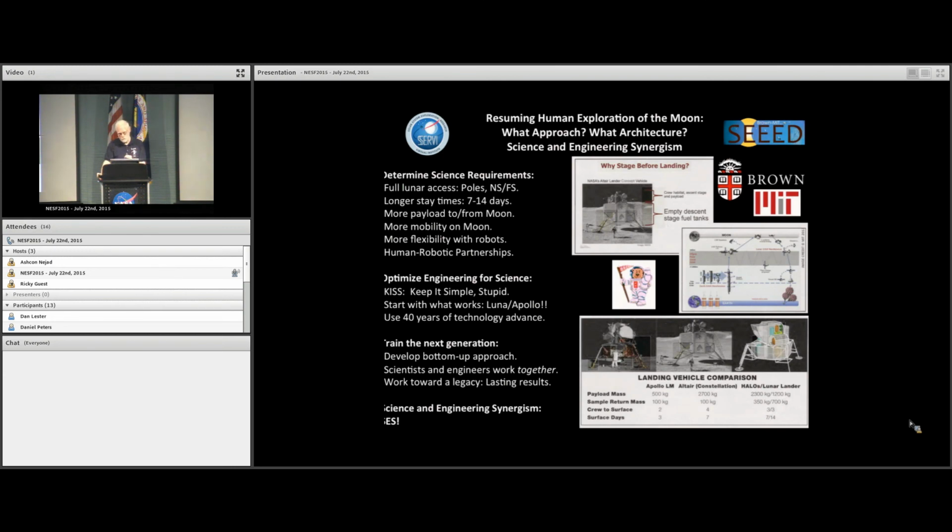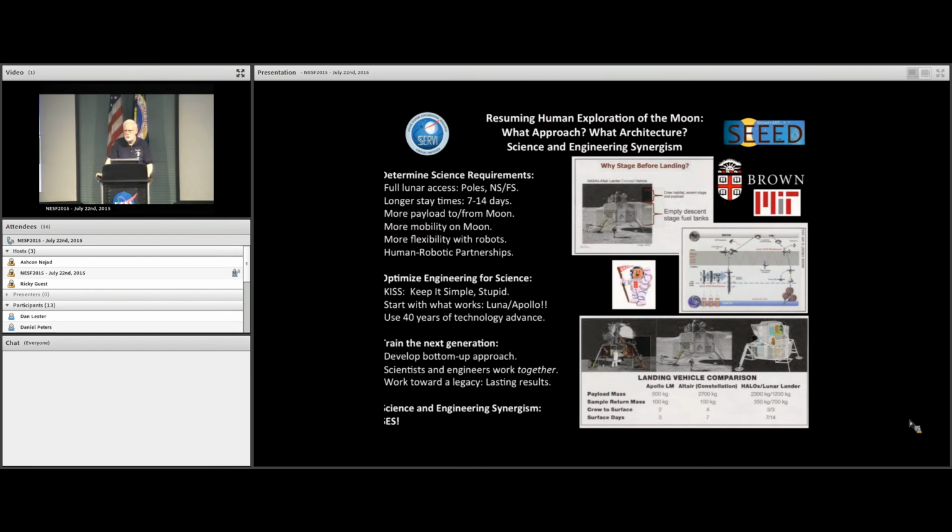So being greedy scientists, of course, we asked for full lunar access, the poles, near side, far side. We wanted longer stay time, 7 to 14 days. We wanted more payload, up mass and down mass: take experiments up, bring rocks back. We wanted more mobility on the moon, more flexibility with robots, and human-robotic partnerships. A tall order, but they really came up with some fundamental answers.